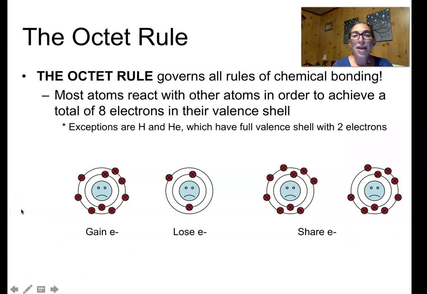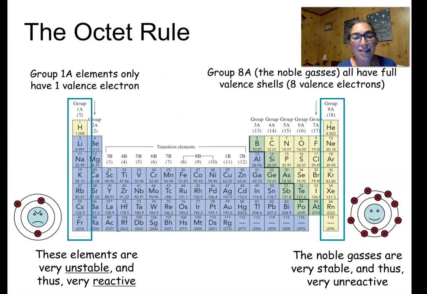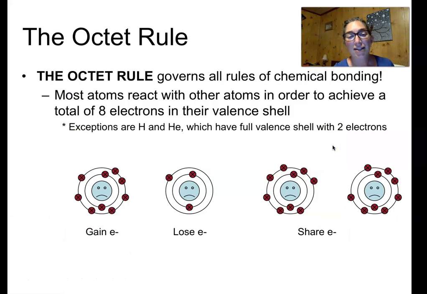So there's a couple of ways that atoms can achieve a full valence shell. For all atoms besides hydrogen and helium, which are the two exceptions and are full with 2 electrons, basically everything else is full with 8 electrons. One way atoms can get 8 electrons is they can gain electrons, and that makes them happy.